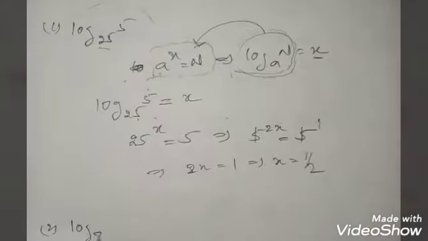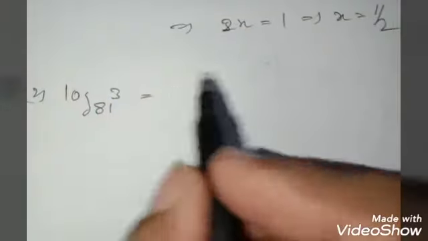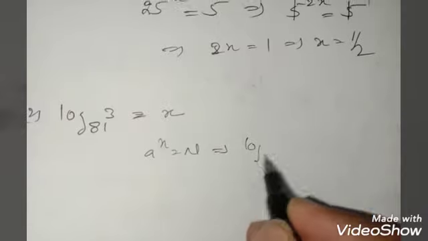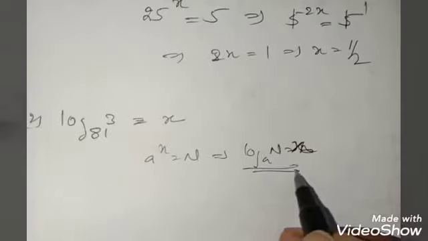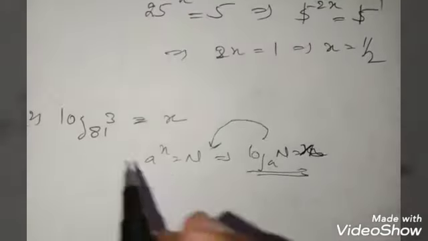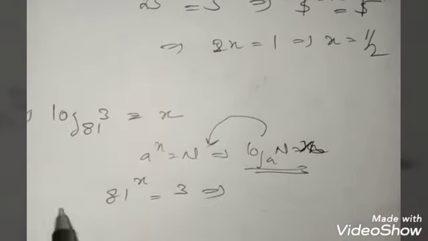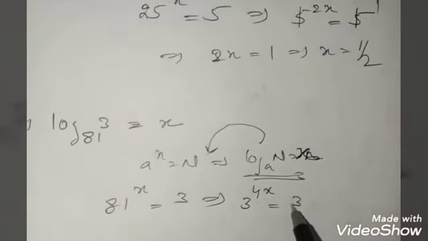And if I go for the second example, log base 81 of 3. We assume this total value as x. Now as per your formula, a to the power of x is equal to n implies log base a of n is equal to x. You need to convert this in terms of a to the power of x is equal to n. So I can write this as 81 to the power of x is equal to 3. So 81 is nothing but 3 to the power of 4, so 3 to the power of 4x is equal to 3.